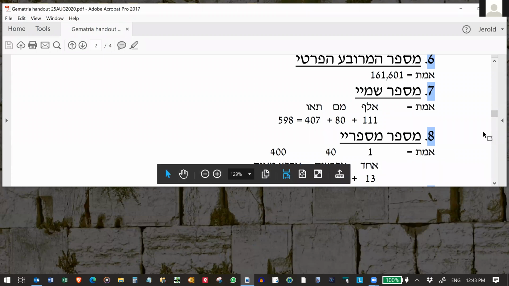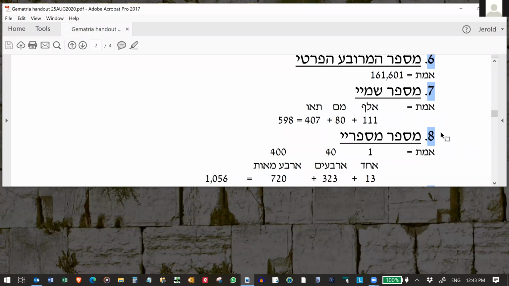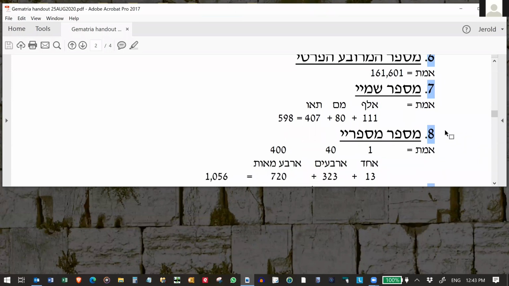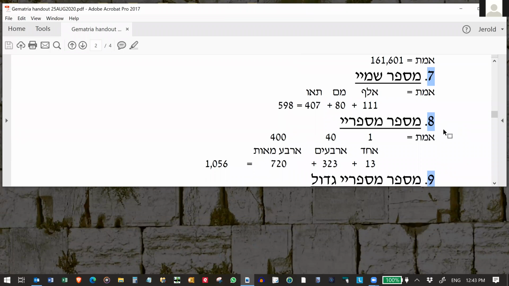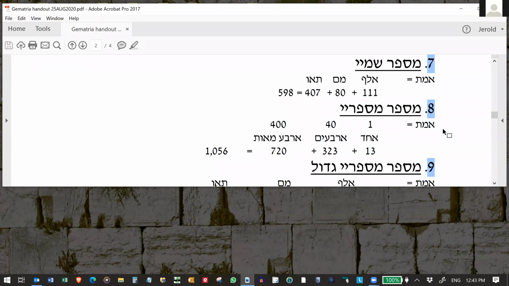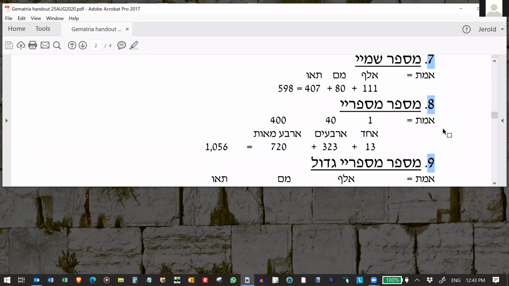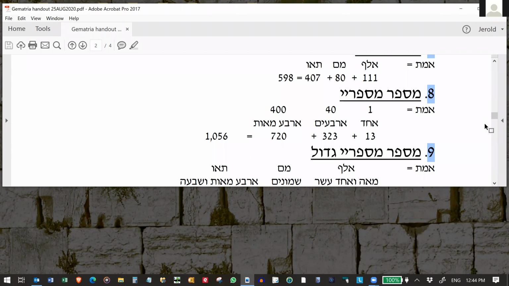And then the last one, save the best for last. See number 7, see number 8, we combine the two. Again, it's easier to see how this works than to try to explain it. Mispar Mispari Gadol, and it does become a very large number. So this is spelled out like this. We start with the word MS, and we say MS is Aleph Mem Taf, just like we did in Form 7. And then we say Aleph is Mea v'Achad Asar, Mem is Shmonim, and Tav is Arba Meot v'Shiva. Okay?